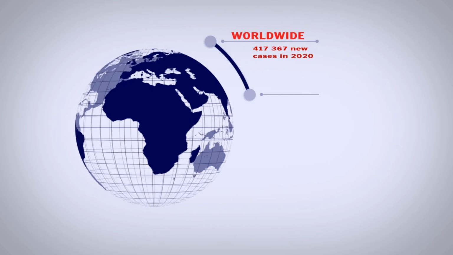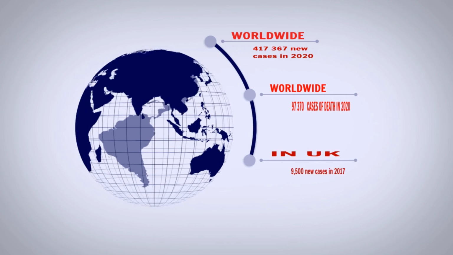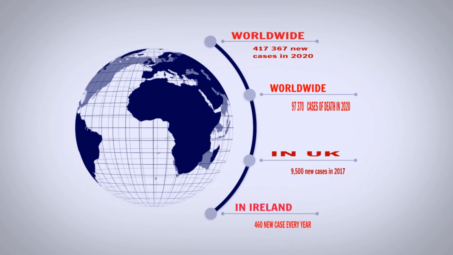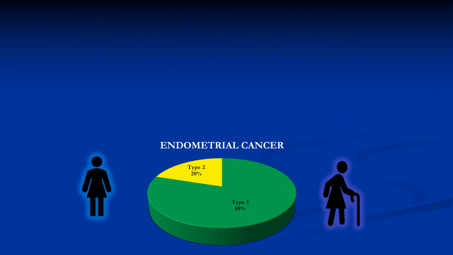Worldwide, there were about 4,000 new cases of endometrial cancer in 2020, and 97,000 deaths due to endometrial cancer in 2020. In the United Kingdom, about 9,000 new cases in 2017, and in Ireland, 460 new cases every year. It is also important to mention that over 90% of uterine cancers are endometrial cancers originating in the endometrium.